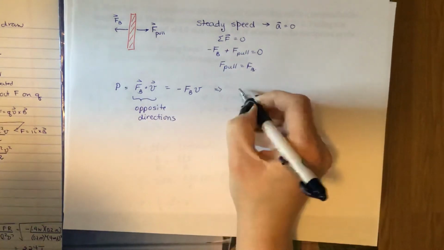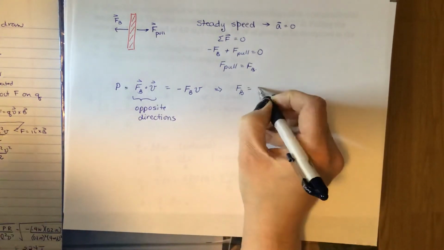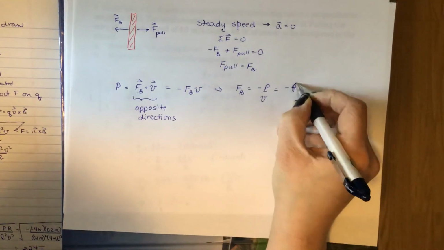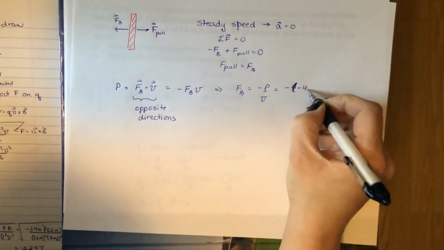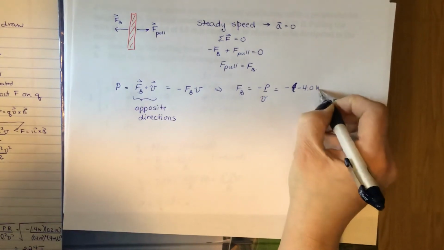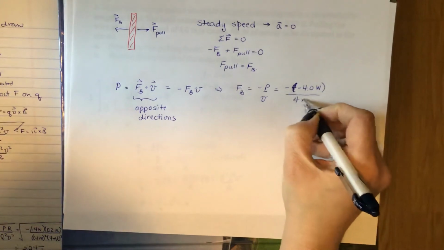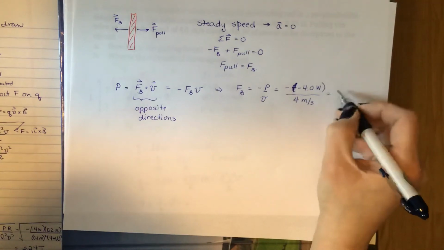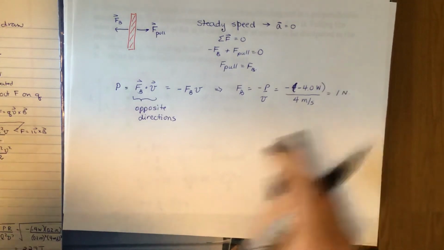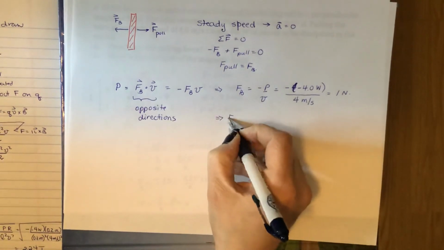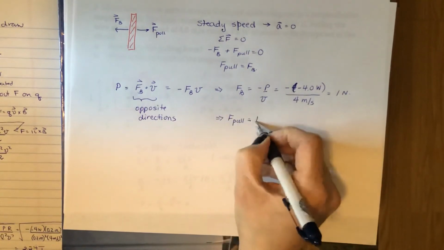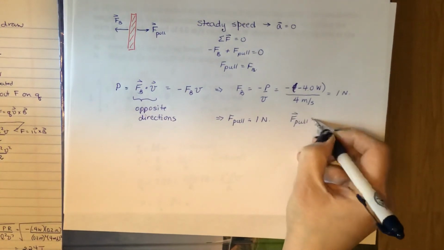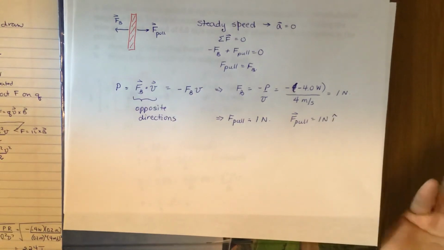We'll put our numbers in here and we see that the magnetic force is minus the power divided by the speed, and careful here, our power is dissipated, so it's minus of minus 4. Divided by our speed of 4 meters per second, we get that the size of the magnetic force is 4 over 4, which is 1 Newton. So that means the size of our pulling force is also 1 Newton. If you were asked for the pulling force as a vector, then you would say that your pulling force is 1 Newton i hat, or in the direction of motion.